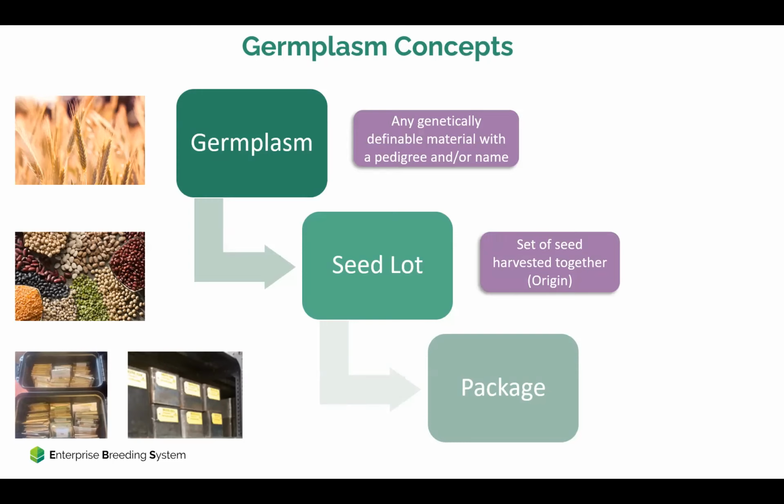And in addition, after seed is harvested, it's stored in physical entities that are referred to as packages. A particular seed lot could be stored in one package or could potentially be divided into different packages that could be managed by one or more breeding programs. And so these three levels provide the ability to provide traceability for inventory within the system while maintaining important information about germplasm as well.